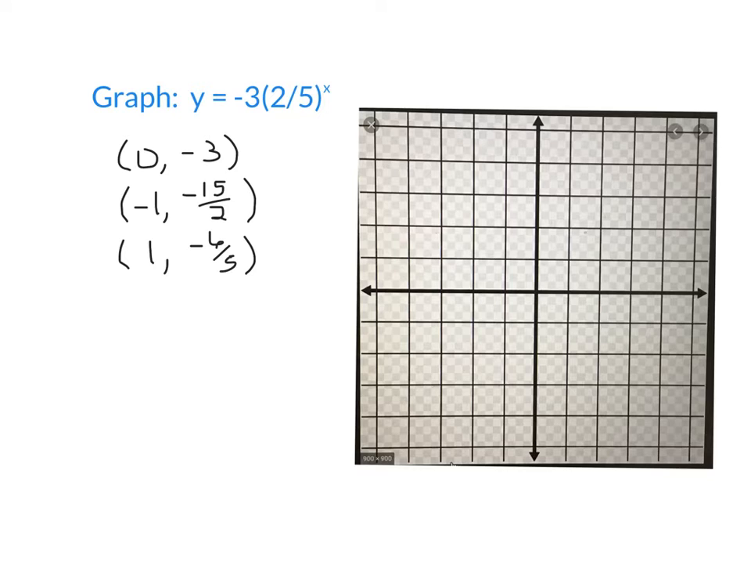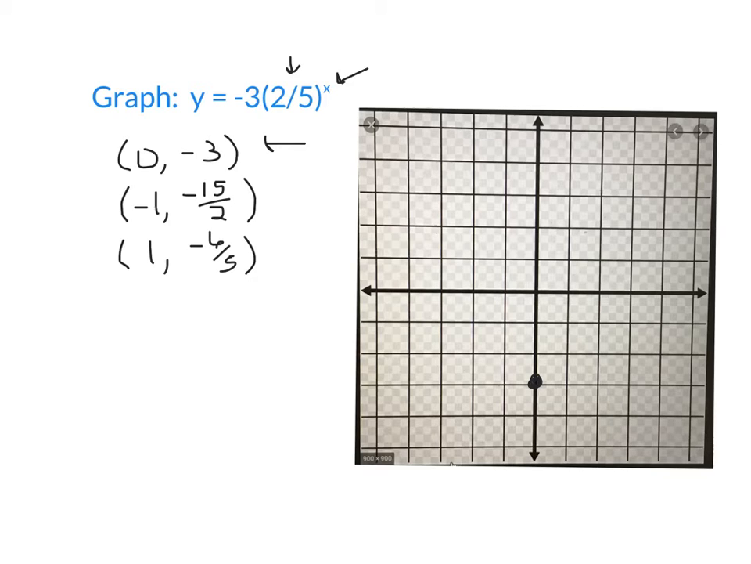All right, another one. Y equals negative 3 times 2/5 to the x power. Again, it's decay because it's a fraction between 0 and 1. I put 0 in there first. That's a good one to pick because anything to the 0 power is 1. So I did 1 times negative 3 is negative 3. That point is down here, 0, negative 3.